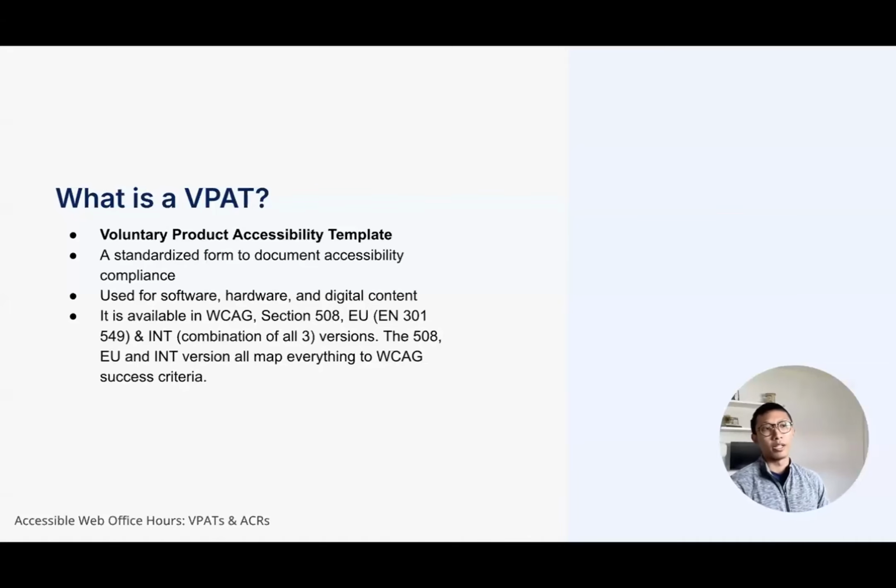So what is a VPAT? A VPAT, or Voluntary Product Accessibility Template, is a standardized document used to report how accessible a product is. It was developed by the Information Technology Industry Council as a way for companies to assess and communicate the accessibility of their products. A VPAT serves as a structured form that documents accessibility compliance. It helps organizations understand where a product meets accessibility standards and where it may fall short. By providing this transparency, VPATs support informed decision-making for both vendors and buyers.